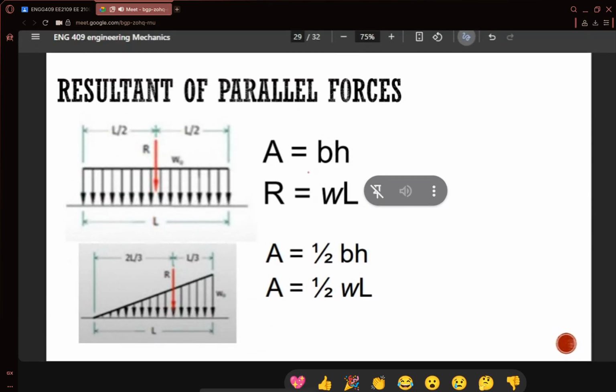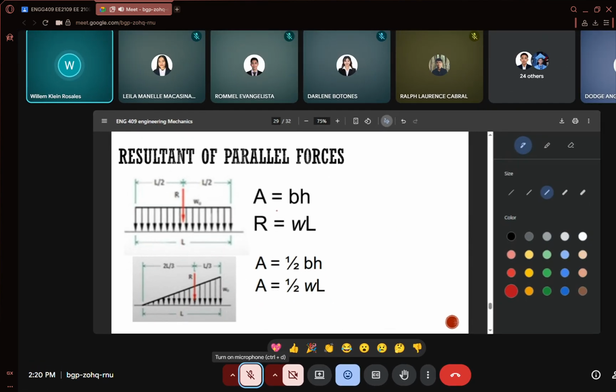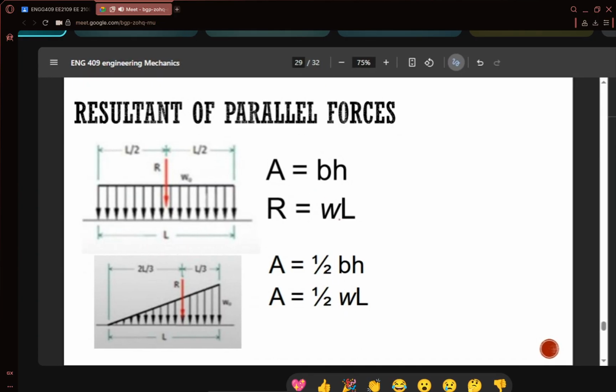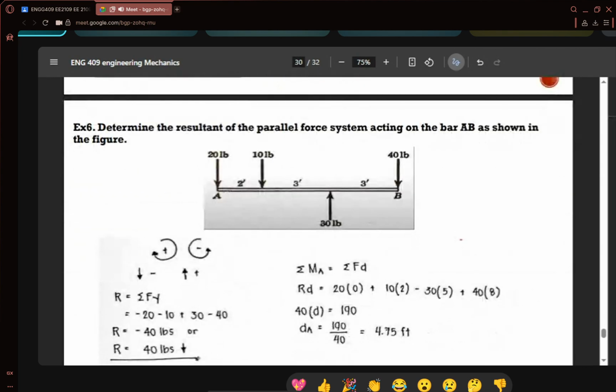So these are the formulas. I'm sure this should be familiar to you. The area of a rectangle, so this is also the resultant. For a rectangle, you have base times height. The base becomes the length here, and the height is your width, right? For a triangle, the area is of course half of a rectangle, something like that. So that's why it's 1/2 base times height, or 1/2 width times length. Okay?